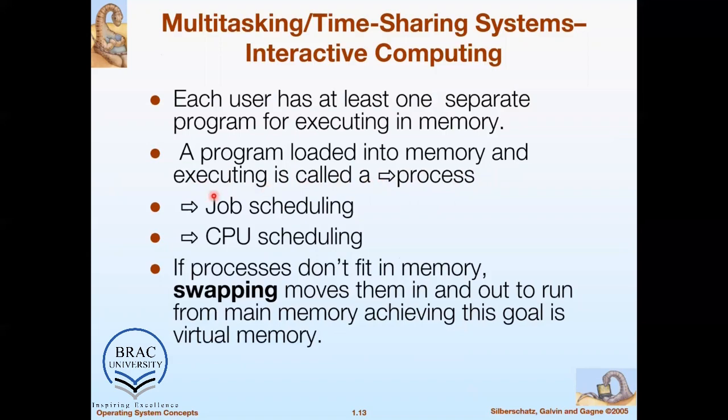The next is job scheduling. This is also one of the important features which was introduced in multitasking or time sharing systems. Then CPU scheduling is also needed here, and another term is swapping. That is, if processes don't fit in memory, swapping moves them in and out of main memory to run. Achieving this goal is called virtual memory.